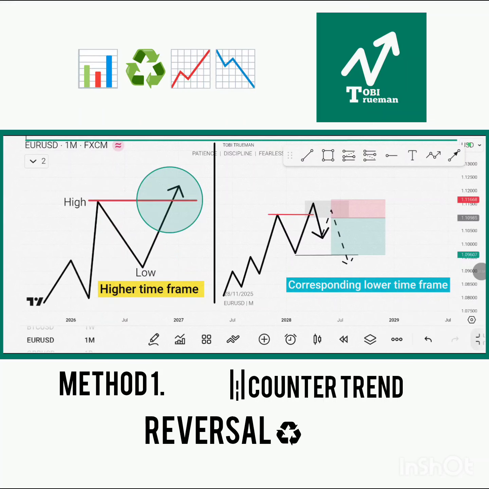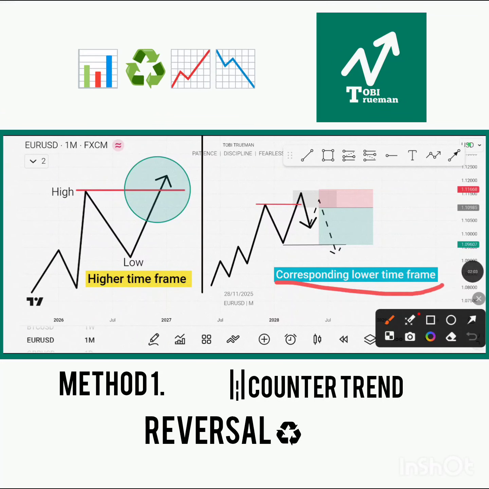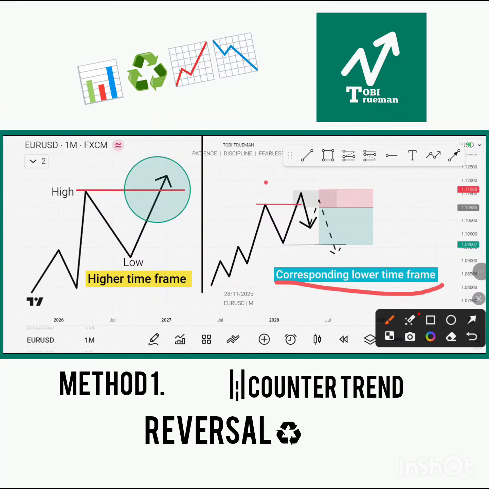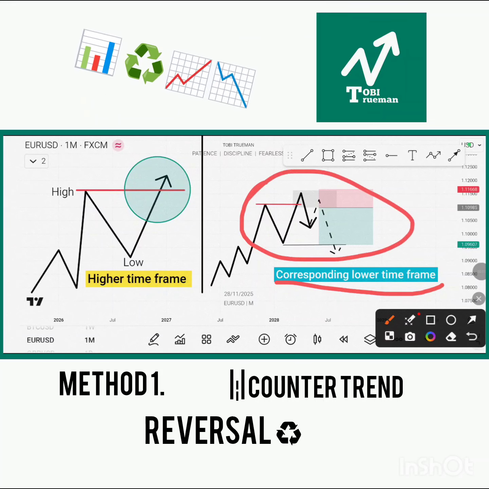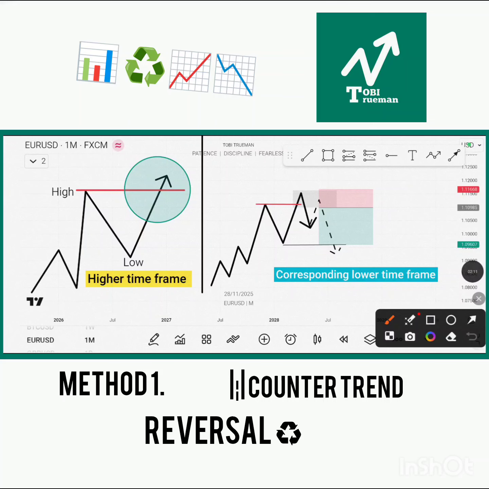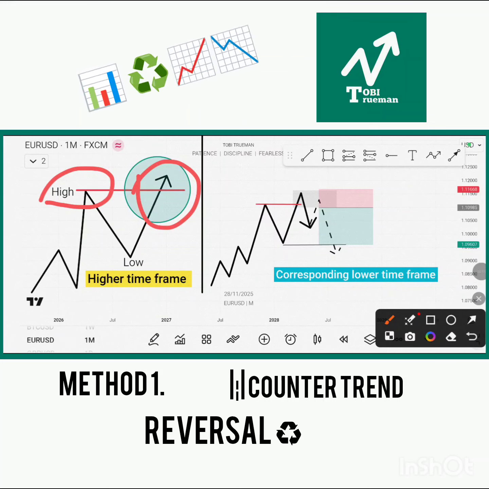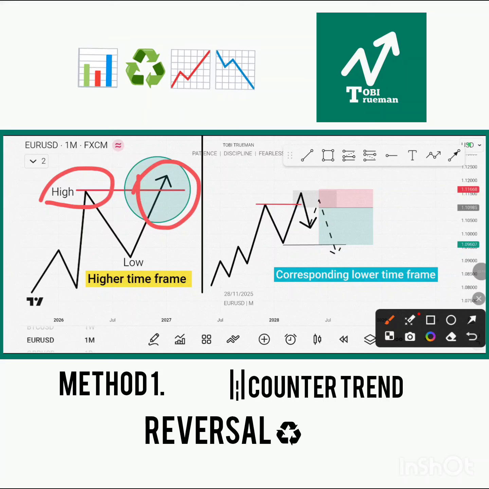What we are going to do is come down to the daily time frame. That's what I call the corresponding time frame. Then we come down to the daily time frame. We now look at what price is going to be doing at this particular point, this point that price has taken on the weekly time frame, the higher high. Then we'll look at it on the daily time frame, what price will be doing at that point.